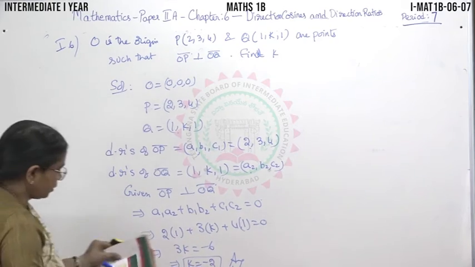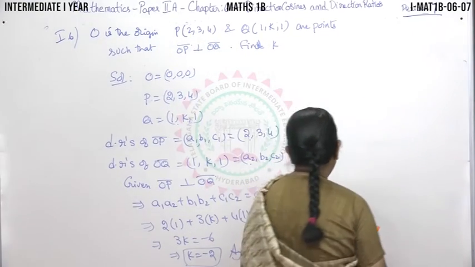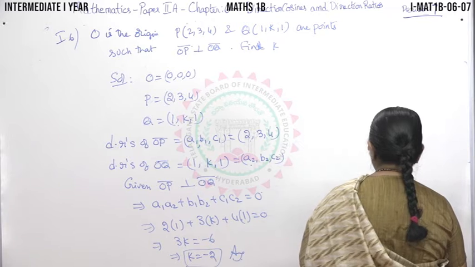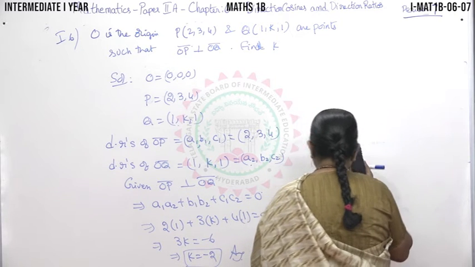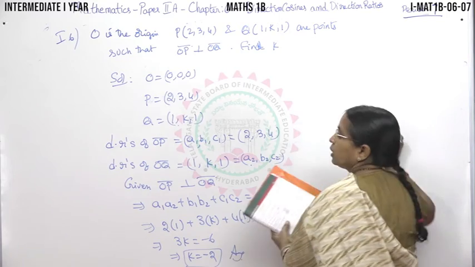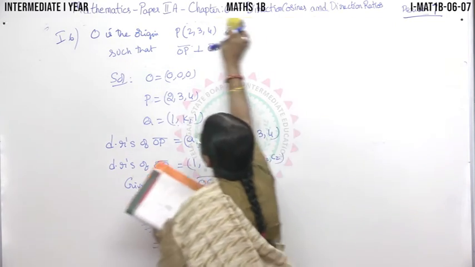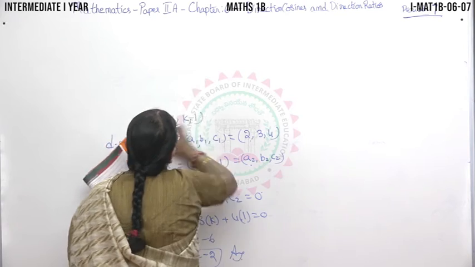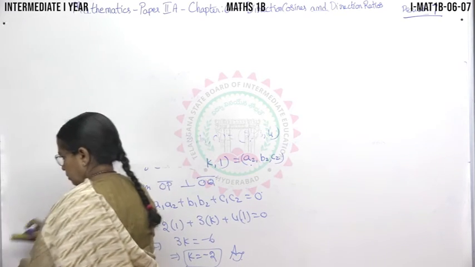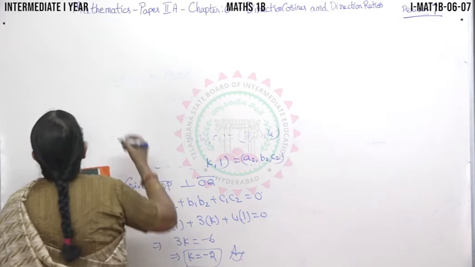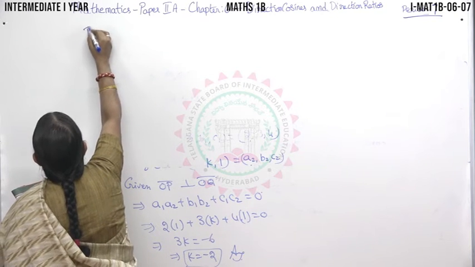Okay, next problem. Show that the line through two points is perpendicular to the line through another two points. Only two problems are left now. We solved almost all the problems. Okay, second section, second problem.